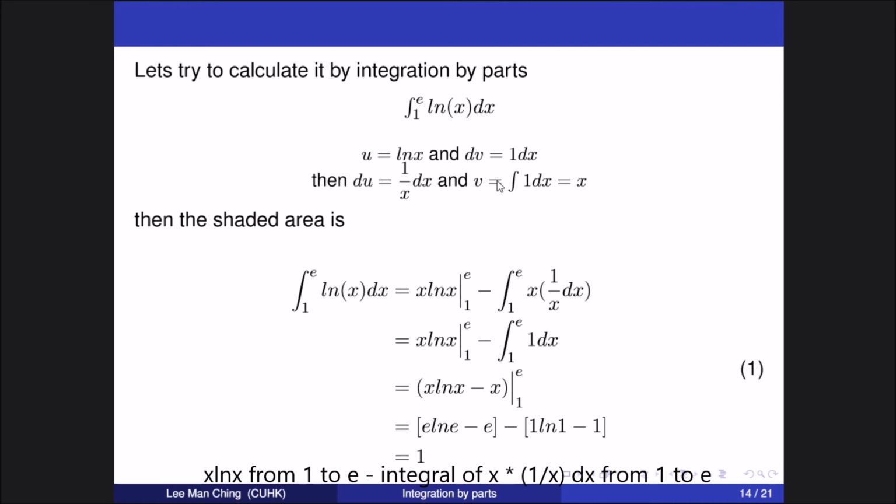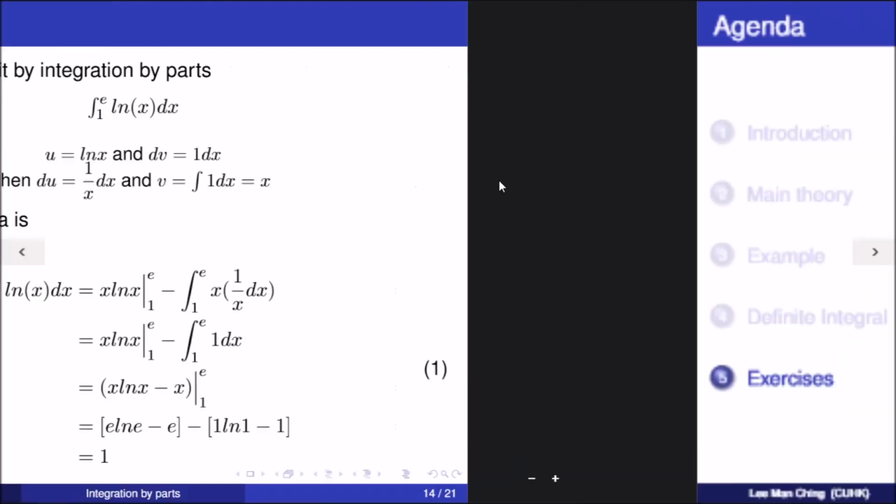And it will simply become x log x minus x, the whole thing from 1 to e. Then, by substituting e and 1, we'll get e log e minus e, minus 1 log 1 minus 1. And we'll get the answer.